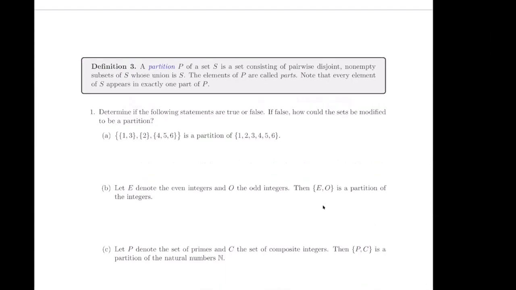So we have a set S, and P is a partition. It's going to be a set of subsets. That's what we're going to call the partition. In order for P to be a partition, a couple of properties need to be satisfied. So one is, each of the subsets is pairwise disjoint.